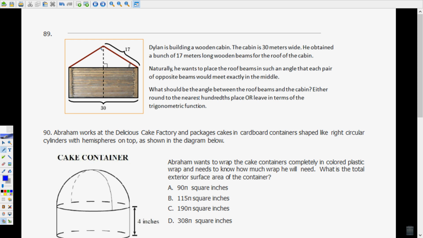And here are the beams that would meet to make the roof. What angle should be the angle between the roof beams and the cabin? So this angle right here is the one we're looking for. Either round to the nearest hundredths place or leave in terms of a trigonometric function. So it gives you a hint here. We're going to be using a trigonometric function.